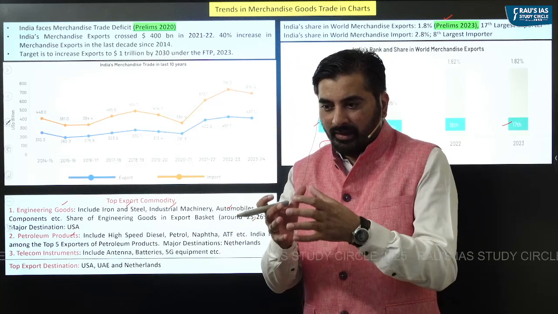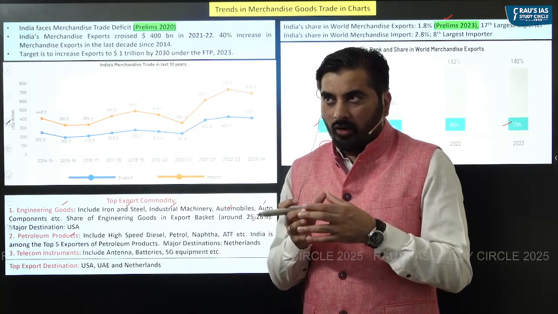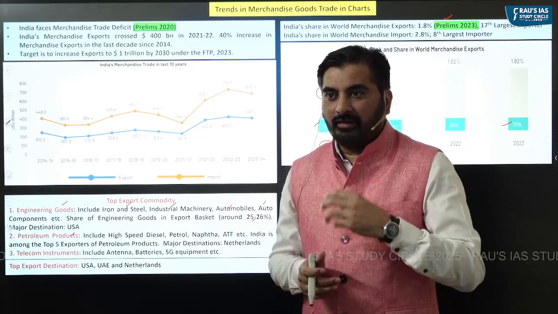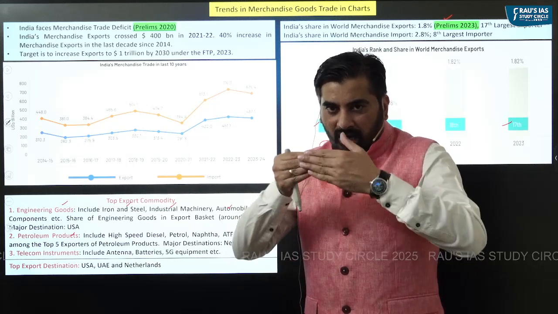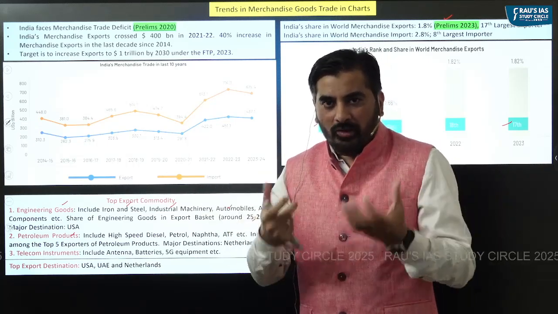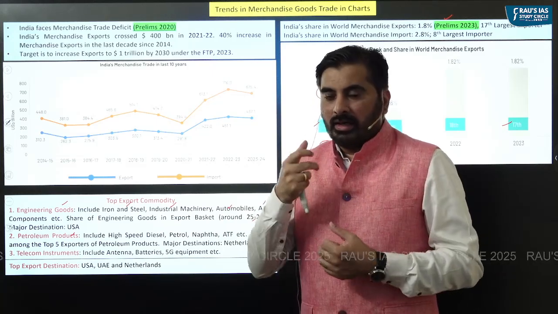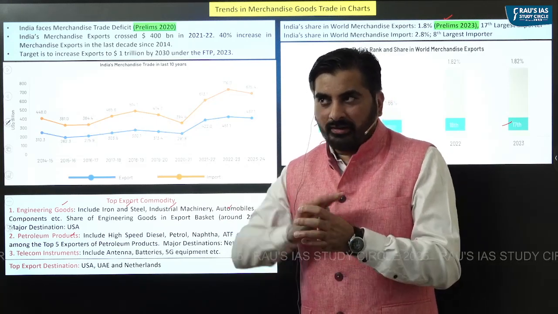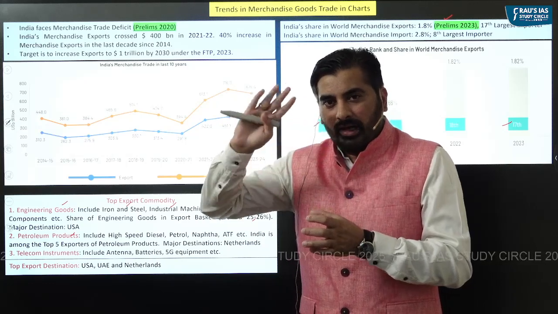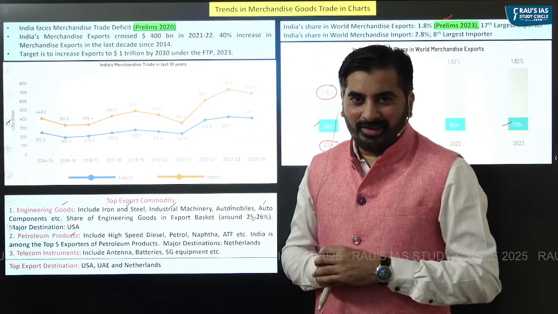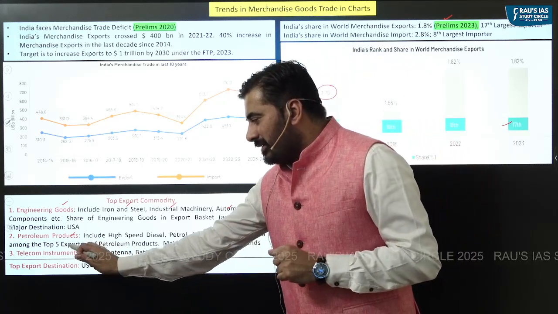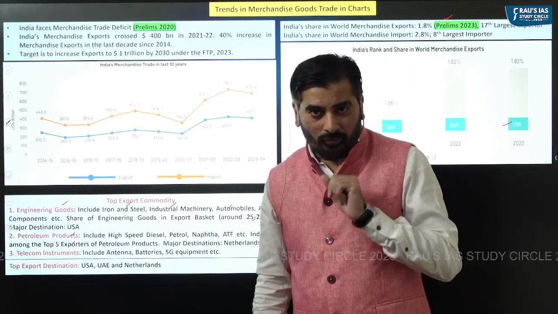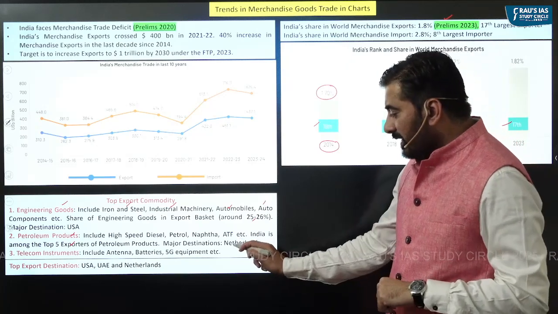We know that India is an importer of crude oil. Almost 85% of our crude oil requirements, we are importing from countries such as Russia and Iraq. After importing crude oil, we process it into petroleum products like petrol, diesel, aviation turbine fuel, and so on. And some of these petroleum products, we are in turn exporting to other countries. What is interesting here is India is considered to be among the top 5 exporters of petroleum products. And the country to which we export petroleum products the most is actually the Netherlands.